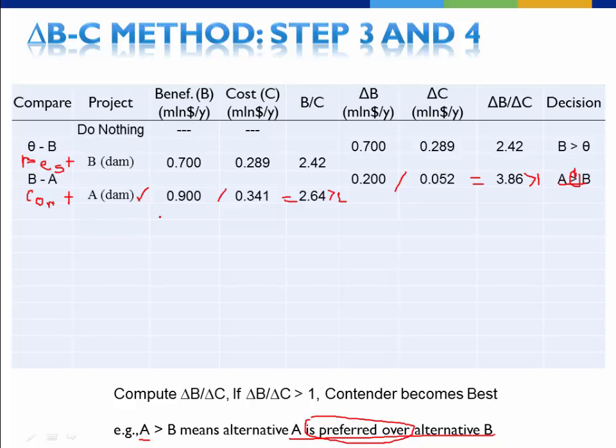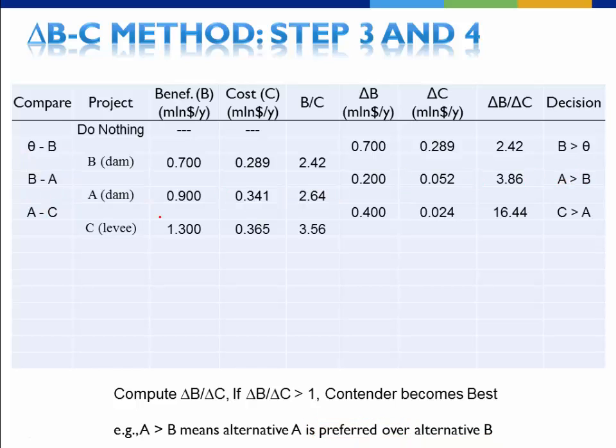Now, in this case, you will have to continue repeating this. Similarly, these are the benefits, these are the costs. If you obtain the benefit cost ratio and it is greater than 1, then you need to keep looking. The increment in the benefits is 0.4, the increment in the cost is 0.25. When you obtain the incremental benefit cost ratio, in this case, it is greater than 1. So once again, alternative C is preferred over alternative A. So this is our new best.